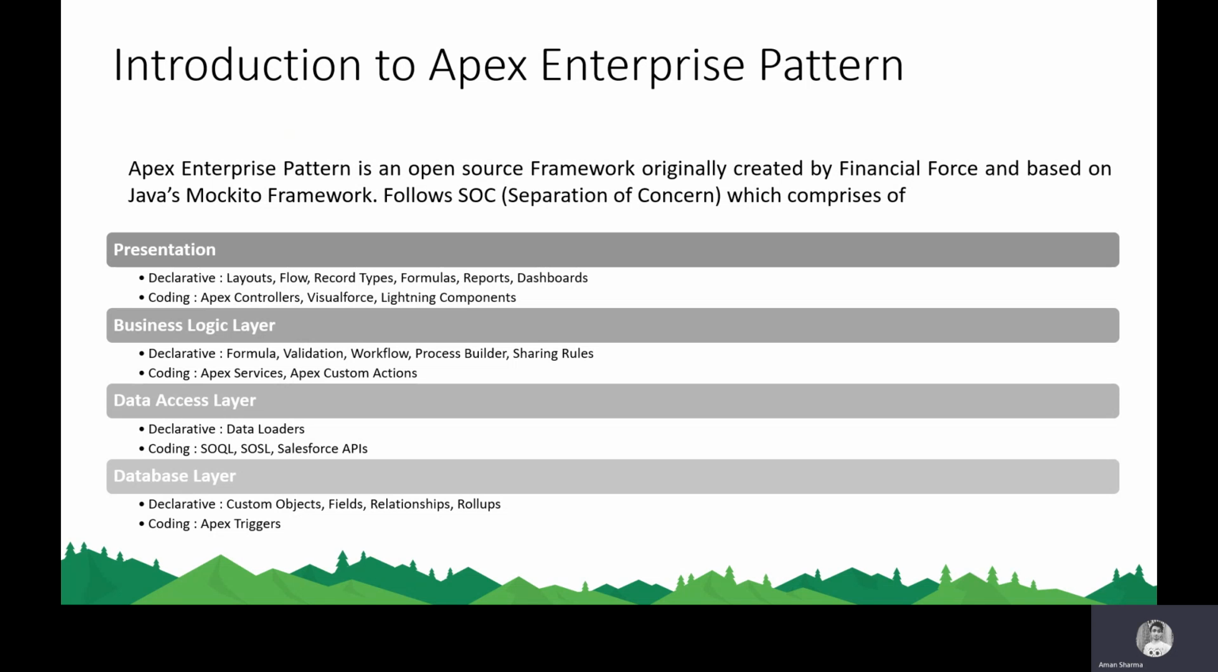And then comes the database layer. The database layer is the connection between the UI, the data layer and the database. Whenever we do an operation in the UI, an operation is performed in the backend at the database as well. In terms of declarative, it can be custom objects. When we create a custom object, a backend process is fired, when we create a field, relationships or rollups. And in terms of coding, it can be Apex triggers, which we can use to manipulate the data being passed.